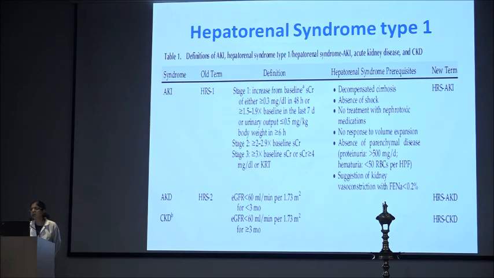The prerequisites are that the patient is a case of decompensated cirrhosis. There is absence of shock. There is no history of treatment with any nephrotoxic agents. No response to volume expansion. Absence of any parenchymal disease, and suggestion of renal vasoconstriction with fractional excretion of sodium of less than 0.2%.